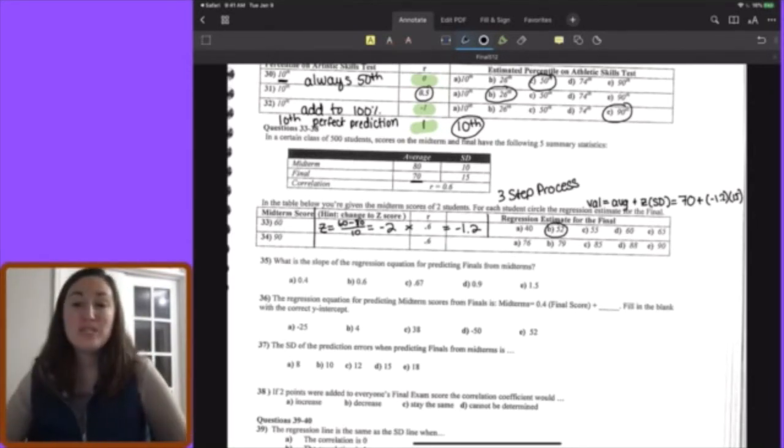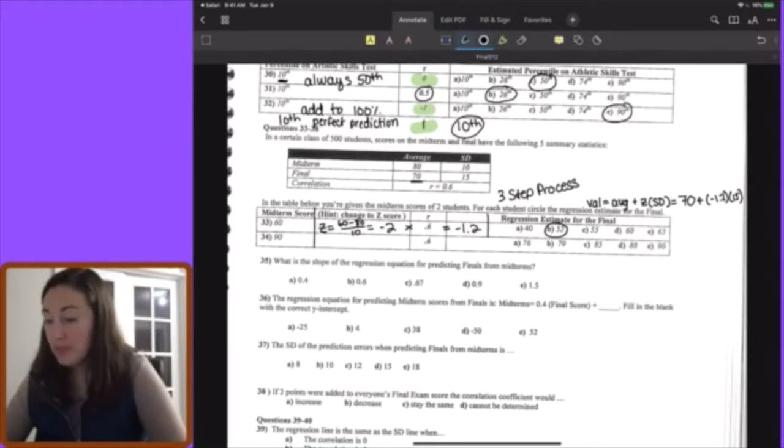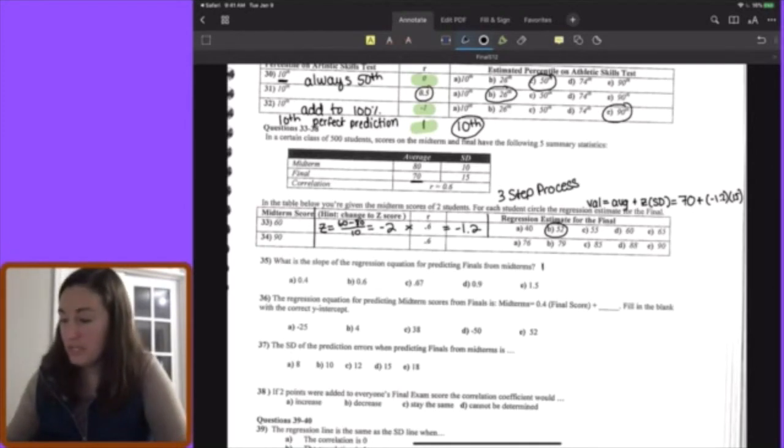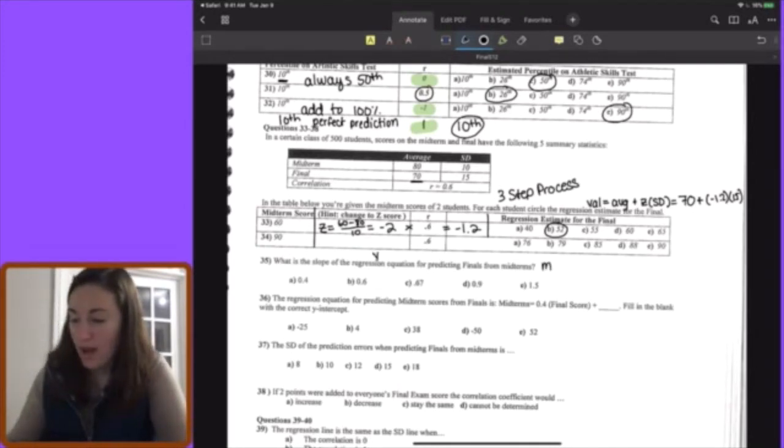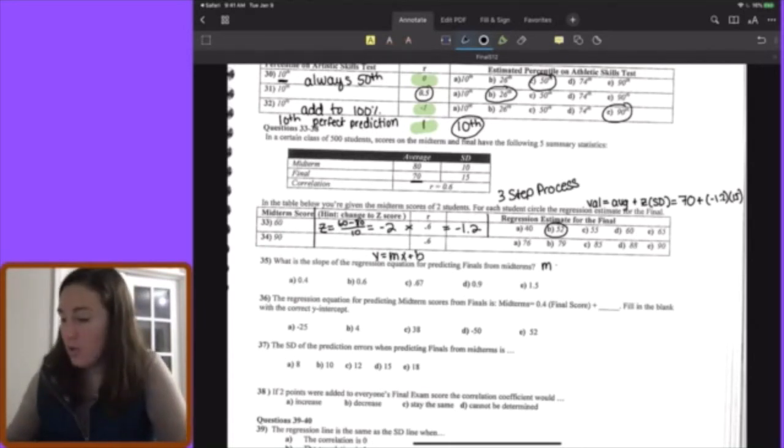And then for the second student, you do the exact same process. So that's the 3-step process. That's one way to make predictions. Probably in general, the more common way that people do this is through the equation of the regression line. So 35 says, what's the slope for that equation? The slope is m in y equals mx plus b, if it's in slope-intercept form. So the slope is just r times SD y over SD x.